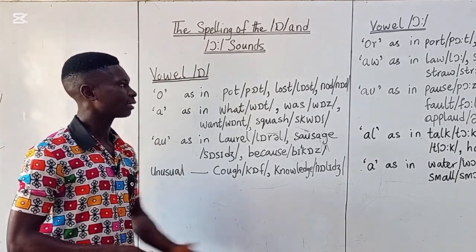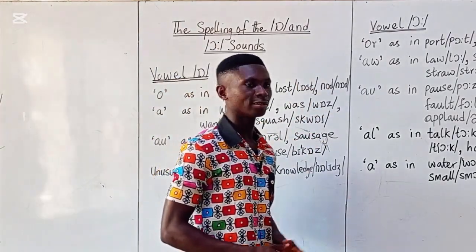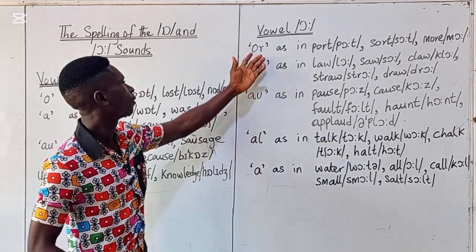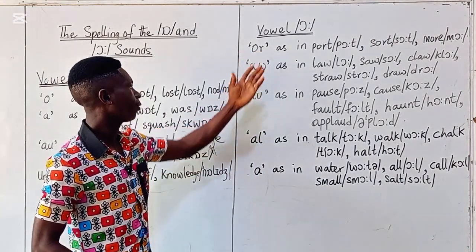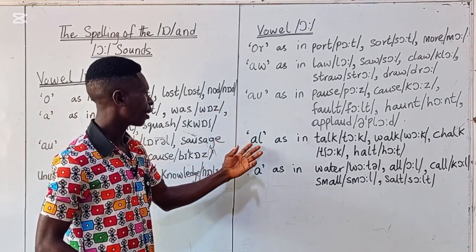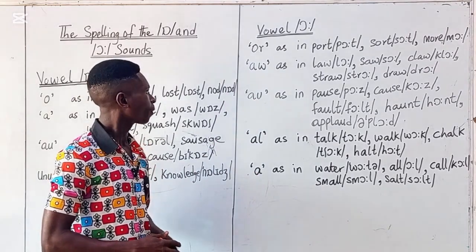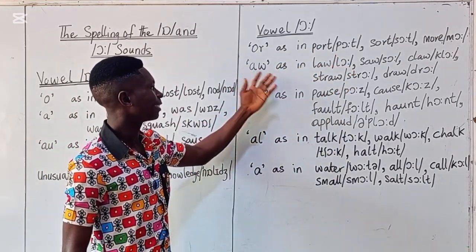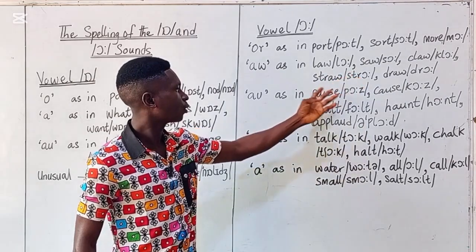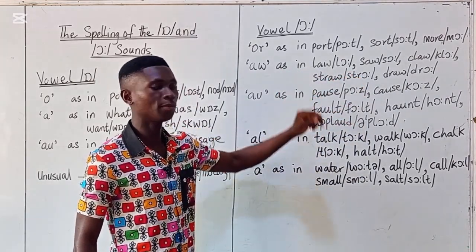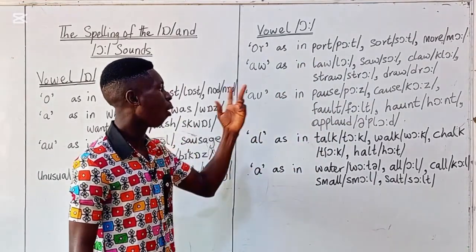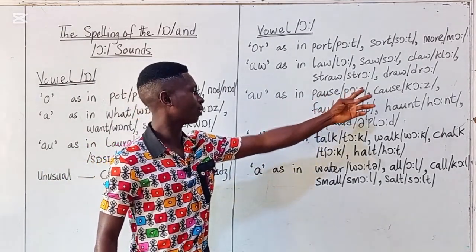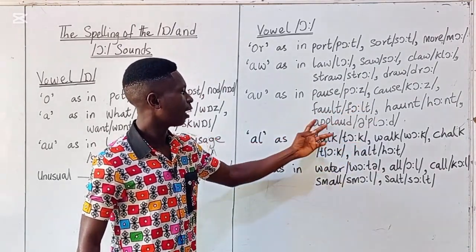All right, having gone through this, let's also look into the spellings of the long O sound. Considering the long O, we have the following as the spellings: OR, AW, AU, AL, and letter A. OR as in port, salt, more. AW as in law, saw, claw, straw, draw. In place of AW in all these words, we articulate the long O sound. Then we also have AU, as in pause, cause, halt, font, applaud.